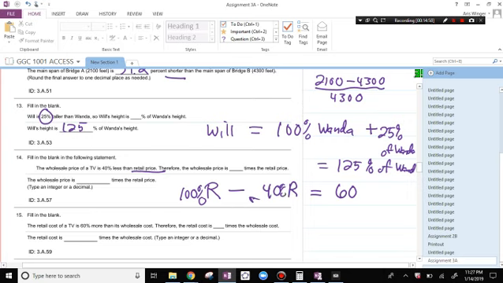And so 60% of the retail price, writing this as a decimal, is 0.6 times the retail price. Taking off 40% leaves 60% of what you had before, which means that you could just multiply by 0.6.